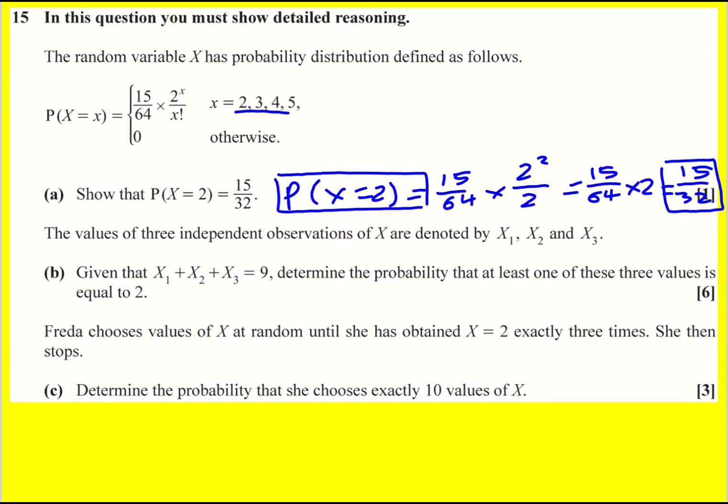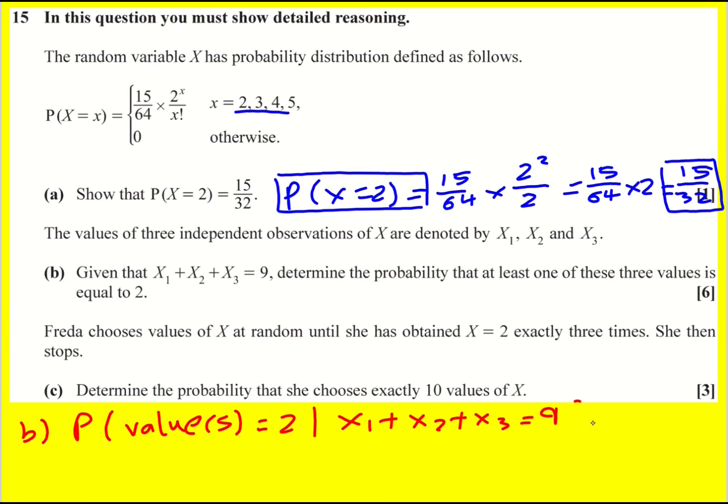Part B: given that x1 plus x2 plus x3, when we're finding 3 independent observations, equals 9, determine the probability that at least one of these 3 values is equal to 2. So I'm going to write this down using a probability. It's the probability that a value equals 2, given x1 plus x2 plus x3 equals 9.